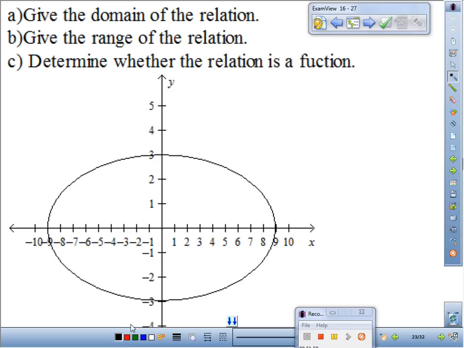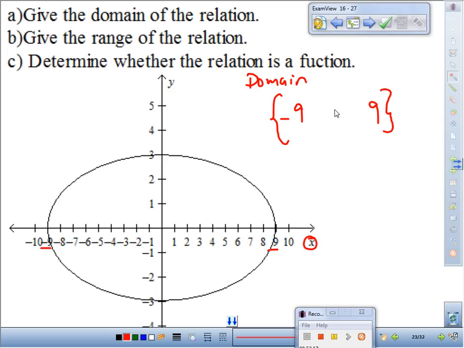Where does it start on the x-axis? Here's the x-axis. Where does this graph start? On the negative side. Negative 9. Where does it end on the positive side? 9. So check this out. The domain is written like this. Domain is negative 9. You leave a big space in between, and then you write the other number, which is 9. Close your bracket. And you just write x less than or equal to less than or equal to. That's the domain. That never changes.